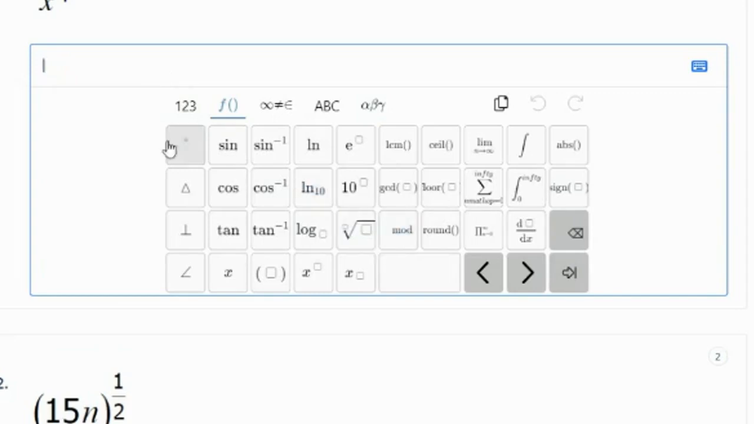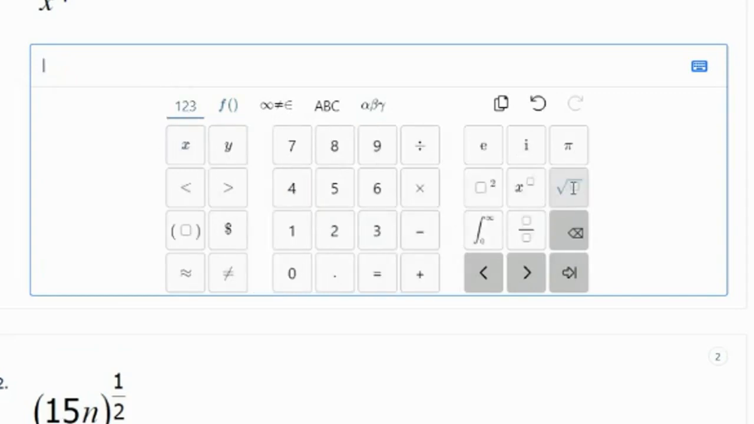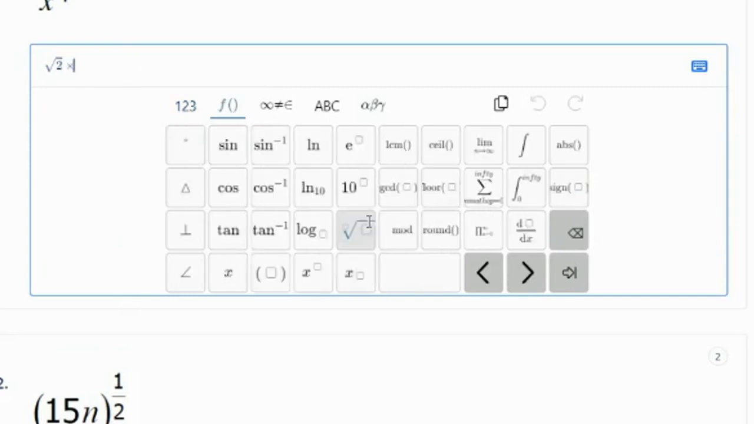You can use this for square root too, because that is square root. Square root of 2. Then we said times, and you wanted a cube root of 4, so use that button. All right, any questions on that? I'm going to erase that because that's totally the wrong answer, but I typed it in there just to show you how to do that.